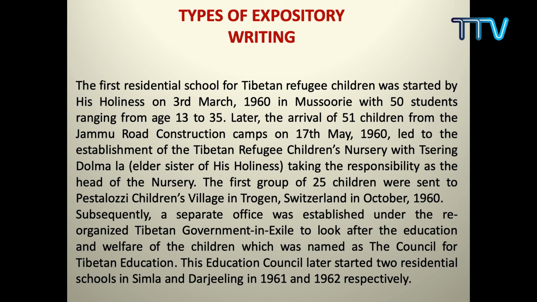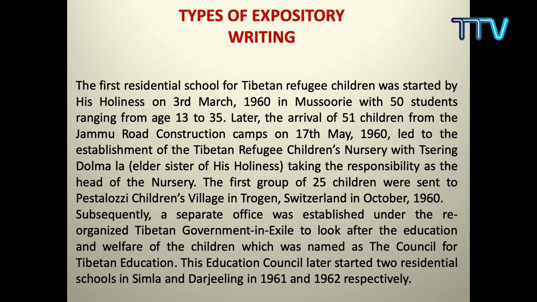Subsequently, a separate office was established under the reorganized Tibetan government in exile to look after the education and welfare of the children, which was named the Council for Tibetan Education. This Education Council later started 2 more residential schools in Simla and Darjeeling in 1961 and 1962 respectively. If you look at this, it is a small piece of information. It is not a story, it is just informing and explaining these things.